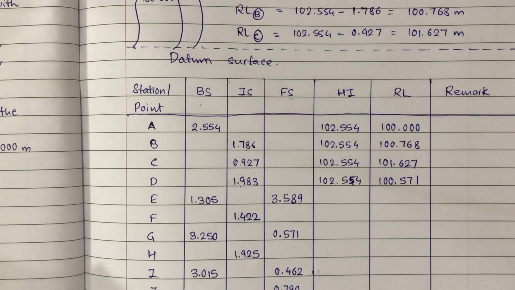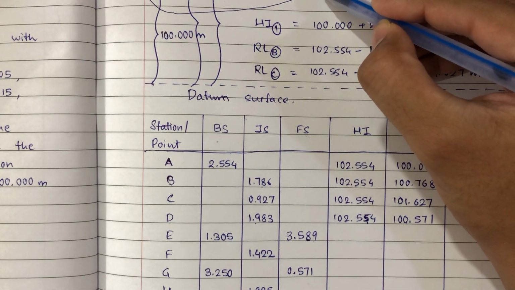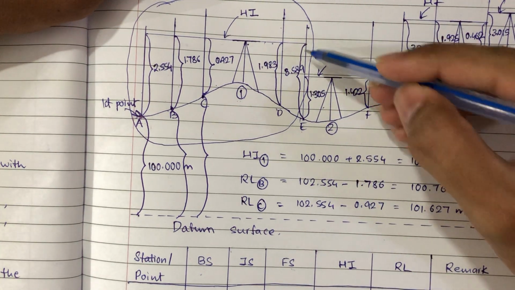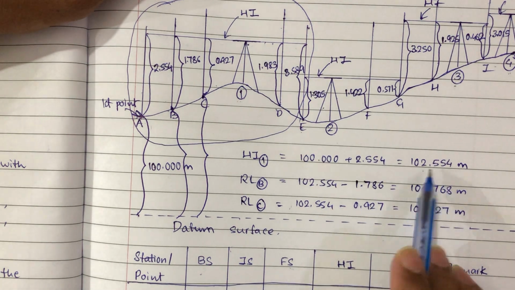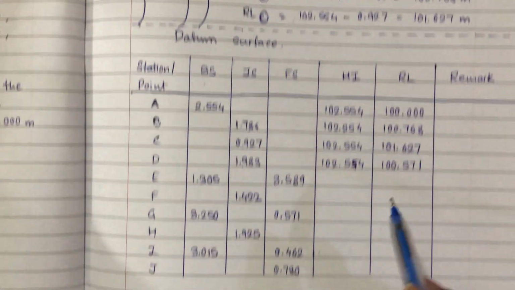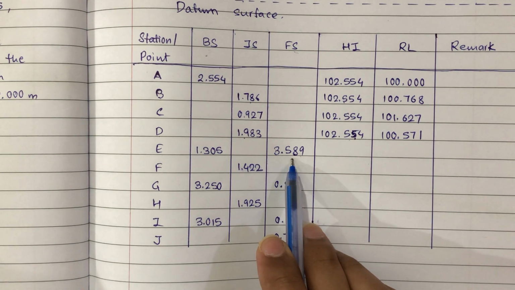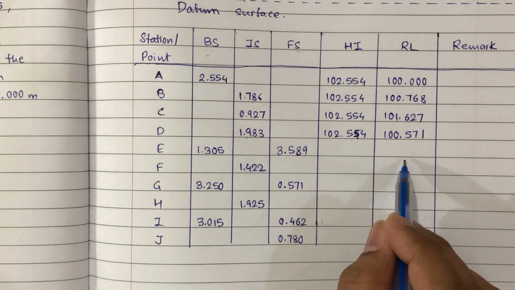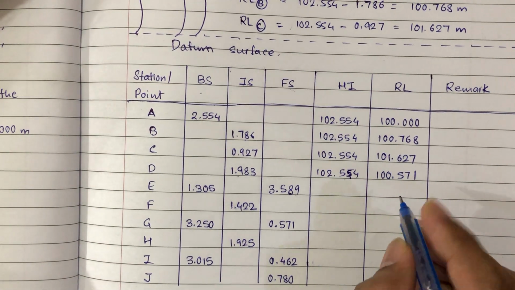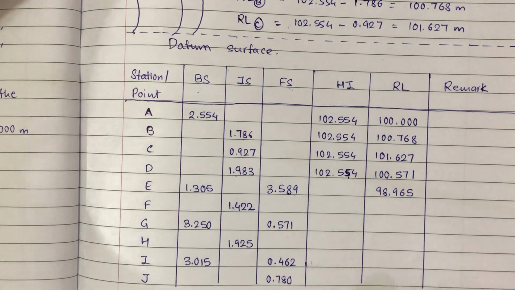Now we need to find the RL at this point E. So height of instrument from here till here is given as 102.554. So if we subtract this 3.589, we will get the RL at E. So this 102.554 minus this 3.589, RL at E will be 98.965.